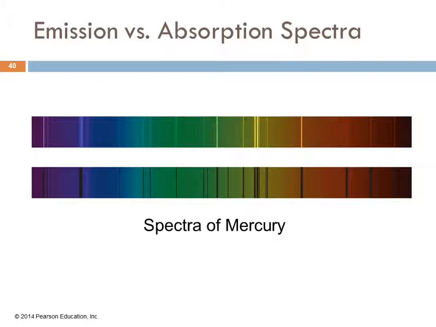You can have an emission spectrum. You can also have an absorption spectrum. And this is showing the emission spectrum of mercury. This is the absorption spectrum. If you shine continuous light on mercury, it will absorb in those same wavelengths that it would emit if you energized it. So that's kind of interesting. So emission and absorption, same wavelengths, they're just opposite.